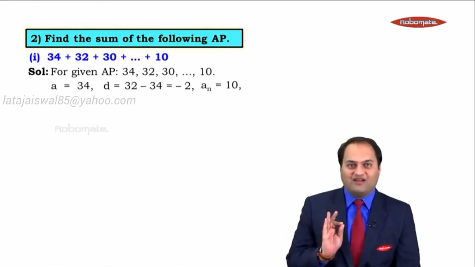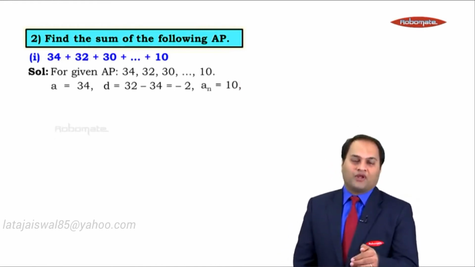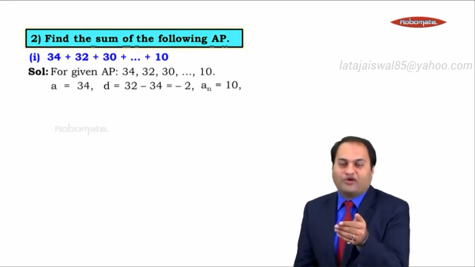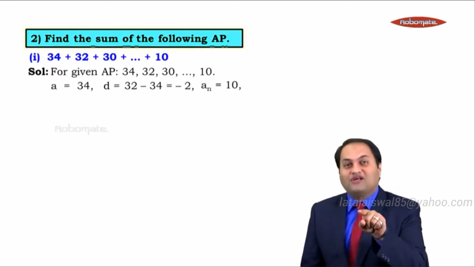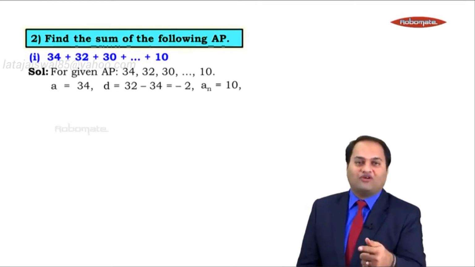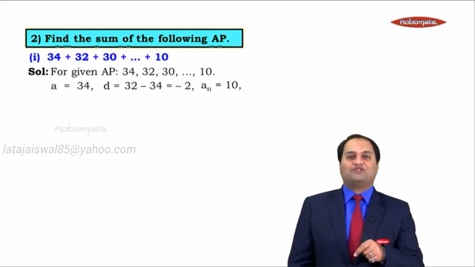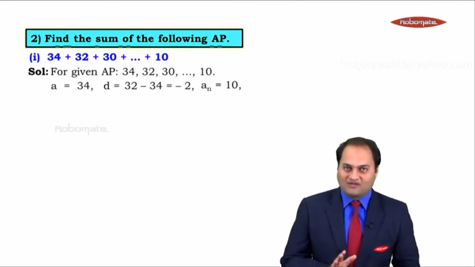Is this thing very clear? That is the reason we are using both the formulae here. We are using SN formula because the question is find the sum. And we will use AN formula because here N is not given. The number of terms whose sum is to be found out is not given. So we use AN formula, we get the value of N, and then we use SN formula. That's the concept. Clear? Simple?